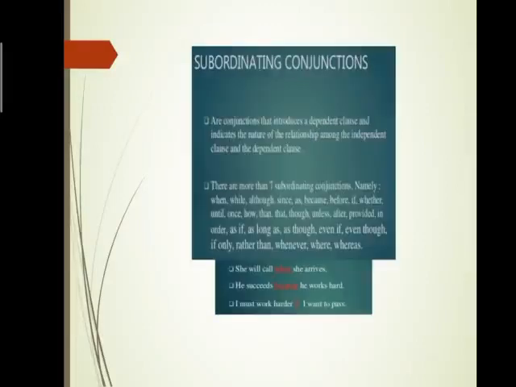Second type, subordinating conjunctions. These are the conjunctions that join sentences that are dependent on each other. For example, she will call when she arrives. He succeeds because he works hard. I must work harder if I want to pass. In these sentences, if the first part of the sentence completes, then only the other part will complete.